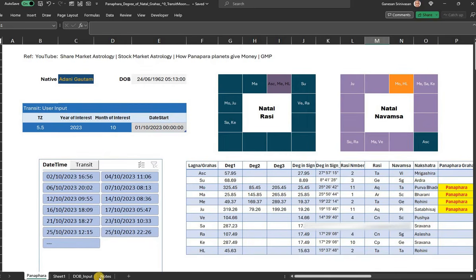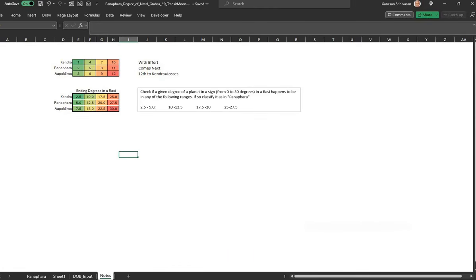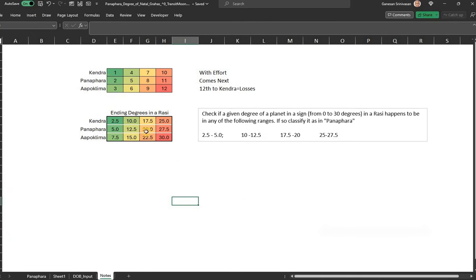So what are these Panapharas? Let me maybe zoom it a little. You have the Kendras, which are 1, 4, 7, 10. The next houses, next to 1 is 2, and next to the Kendras are 5, 8 and 11. So 2, 5, 8, 11 are the Panapharas of the zodiac. Next houses are the Apoklimas. So all the 12 houses are covered. This is for the 360 degrees, which is divided into these 12 units.